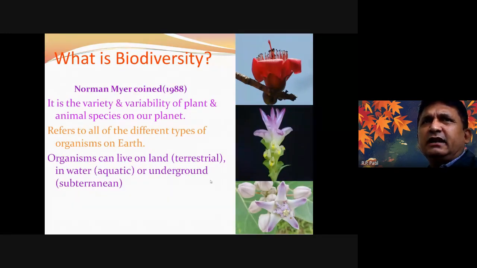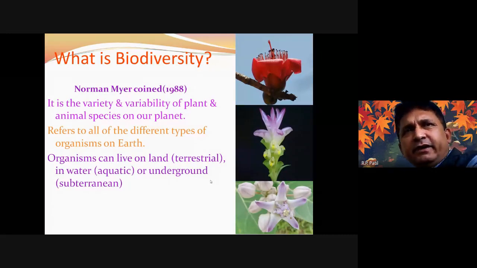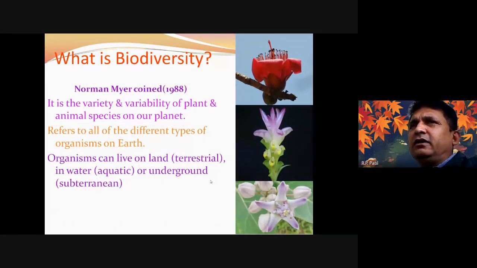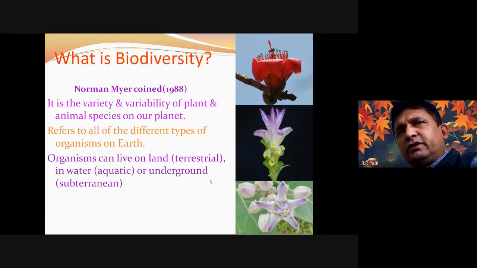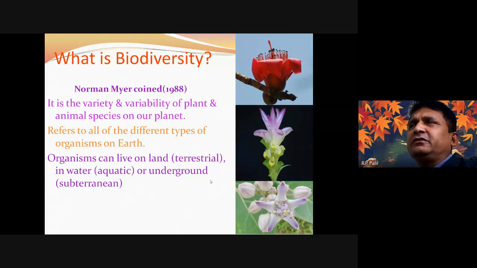Organisms can live on land, or in the water, or sometimes some microorganisms are living in air as well, and some may be living below the soil surface. Those are called subterranean. So there are so many habitats in which the organisms are living. When we are talking about the aquatic, it may be fresh water, marine water, brackish water, or estuaries in which the organisms occur.